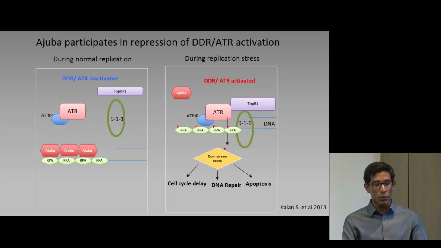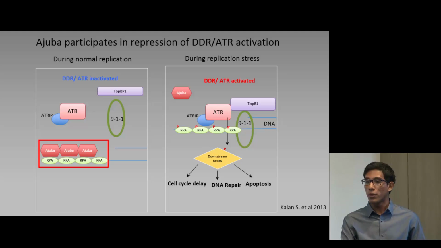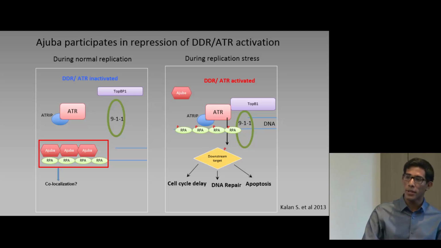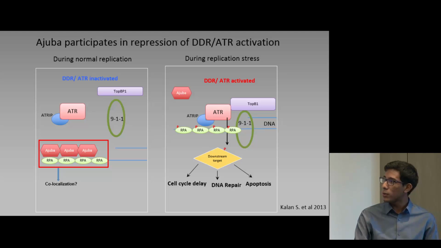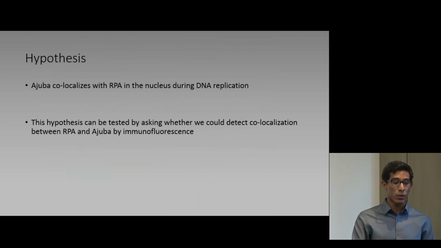So RPA is going to recruit all the important proteins, and you're going to have your effects from DNA damage response. We already know that Ajuba and RPA interact from our previous work, but what we don't know is co-localization. Co-localization means we're going to try to find if these two biomolecules overlap in some location in the cell, more specifically in the nucleus. So my hypothesis is that Ajuba co-localizes with RPA in the nucleus during DNA replication.